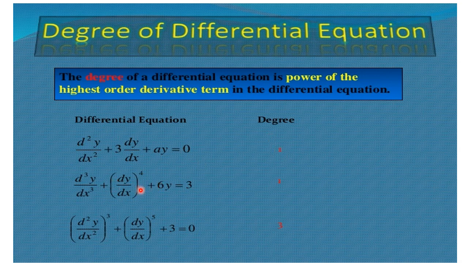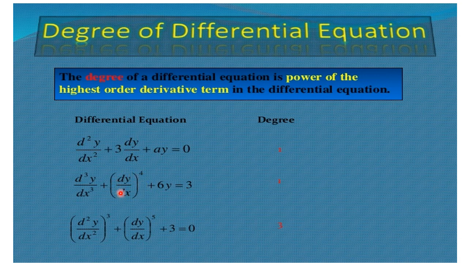Similarly, it will be more clear over here. See here, it is d cube y upon dx cube plus dy upon dx whole raised to the power. Basically, this whole raised to the power is actually a degree. But here we cannot define the degree from this term. Why? Because it is not the highest order derivative. Which one is the highest order derivative? d cube y upon dx cube. What is the whole raised to the power? Whole raised to the power is 1 over here. That is why the degree of this differential equation is 1.